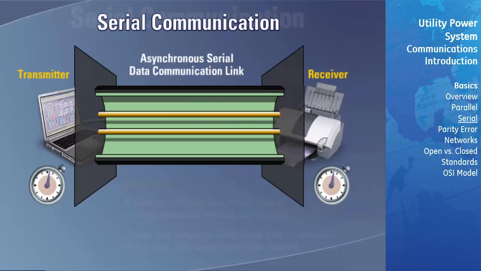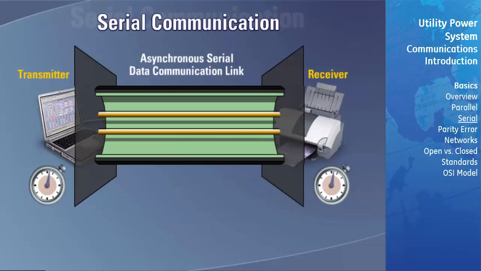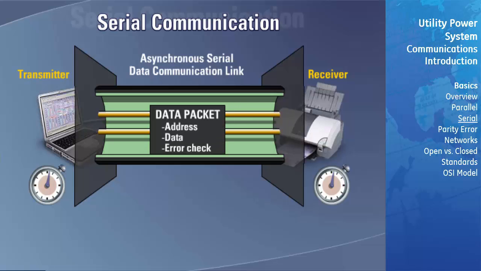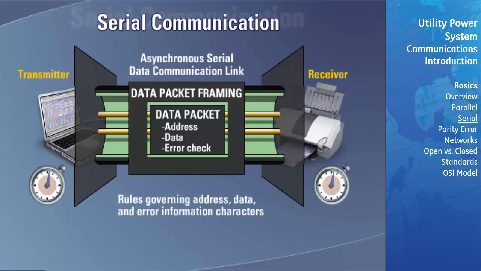As with a parallel link, in the past, a serial link had additional wires used to establish a connection between 2 devices to provide a hardware handshake. Today, most modern microprocessor-based devices, such as GE Multilin relays, support a software handshake, and so these extra signals are not needed. The characters transferred between the 2 devices are usually transmitted one after the other in a short burst referred to as a data packet. Data packets contain an address, data, and error check characters. Rules that govern which characters are the address, data, and error information are called the data packet framing.